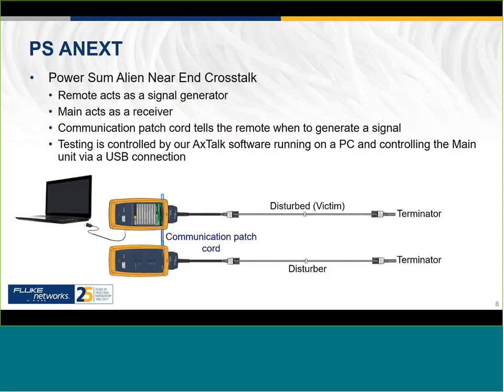Testing is controlled by our Alien Crosstalk software package running on a PC, and that controls the main unit via a USB connection, as you can see there on the left. On the end of the links, we place a 100-ohm terminator, to terminate the link correctly, just as if it was plugged into active equipment.